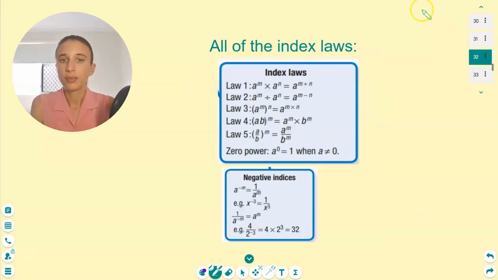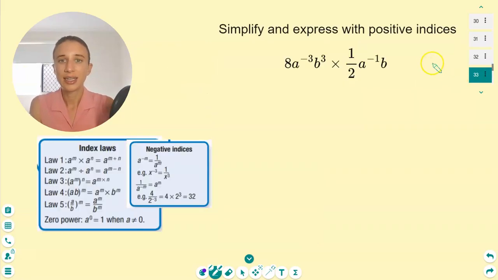Okay. So in my past videos, we've looked at these. And in this video, we're actually going to look at putting all of these laws together. Okay? Simplify and express with positive indices. So when I look at this, I get a bit nervous about these negative numbers here. So I'm going to rewrite this with positive indices straight away. All right? And I look at it, okay, there's a clump here times a clump here. And let's just simplify each of those clumps first.